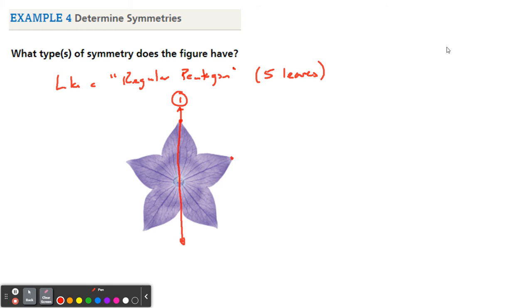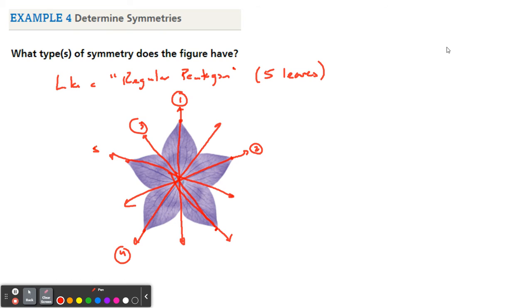We could do the next petal. That'd be our second line. We could do the next petal. It's kind of bad, sorry. It should go more through the center. There we go, that's better. That'd be our third line of symmetry. It could go from this petal up. That'd be our fourth line of symmetry, and we go this petal down through. And that's our fifth line of symmetry. So this is going to have 5 lines of symmetry.